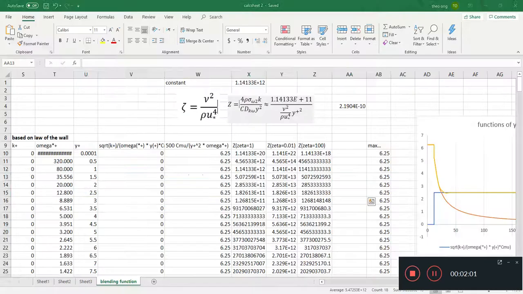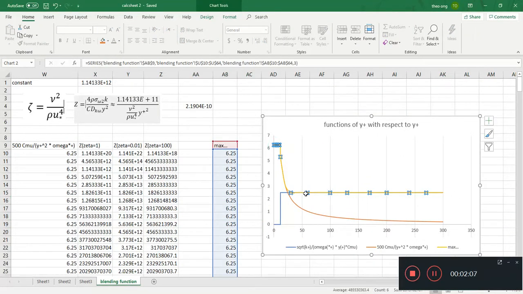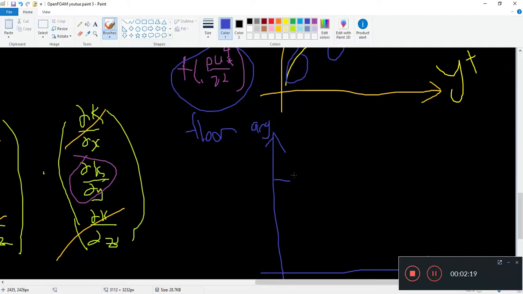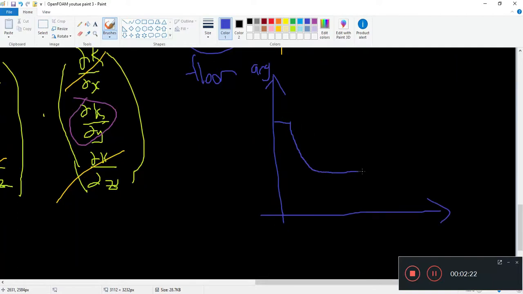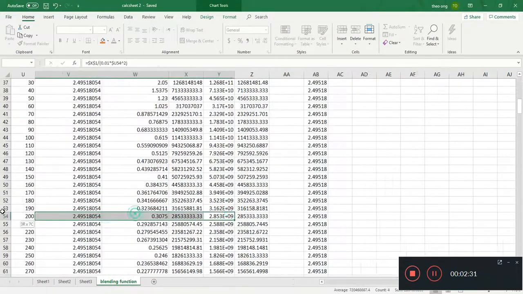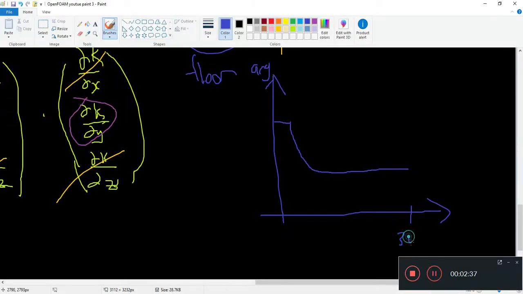If we take a look at this, it goes at some fixed value, and then suddenly it drops, and then it goes to another fixed value. So this is the function. It goes like that. We just call this the argument inside, and then it goes down like that until y plus equals, well, y plus can be 30, 300, I don't know, as long as it's in the boundary layer. Y plus, and then there's the argument. So these are just example values.